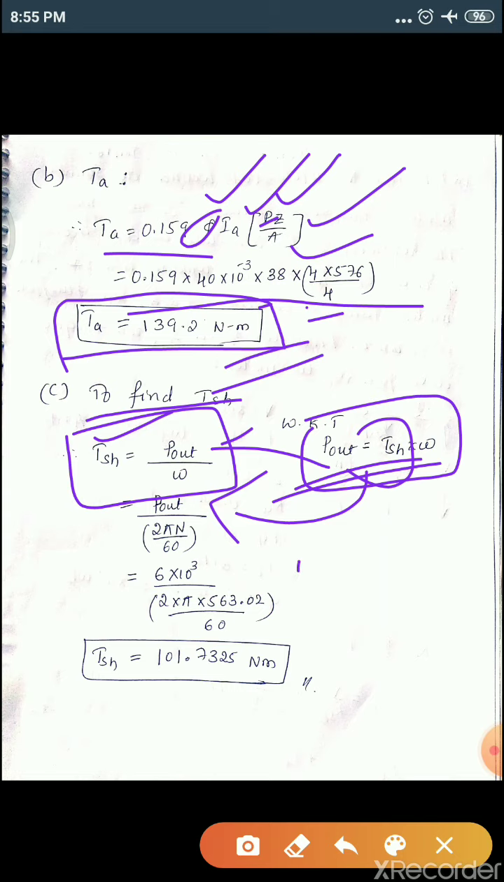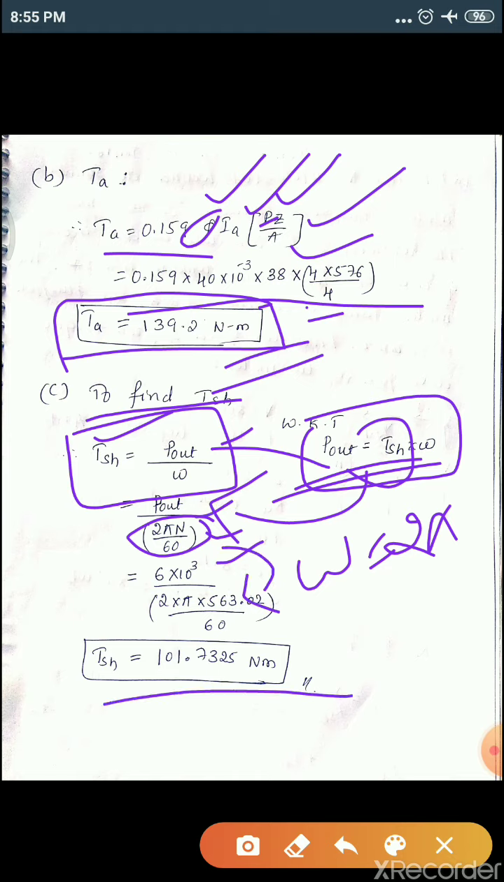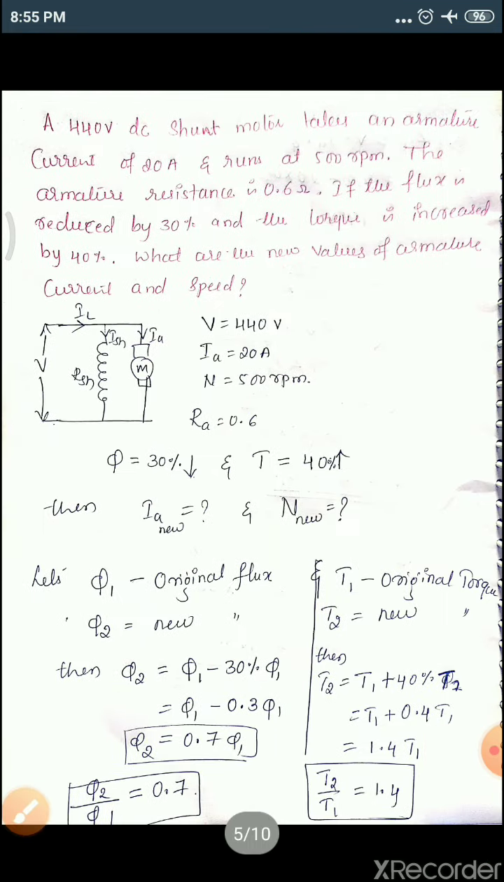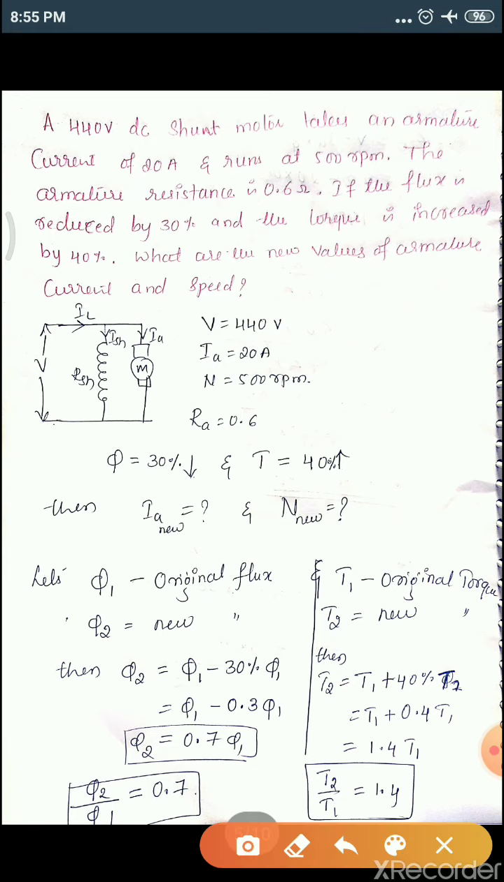As you know, omega in terms of speed is 2 pi n by 60. Substitute here. P out they have given. 2 pi by 60 is a constant term, and n also you have calculated. Substitute in the numerator, and the shaft torque is 101.7325 Newton meter. Even this one, also check the answer. Okay, and next, move to the next numerical.